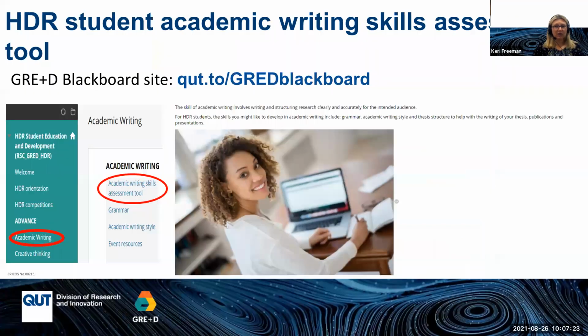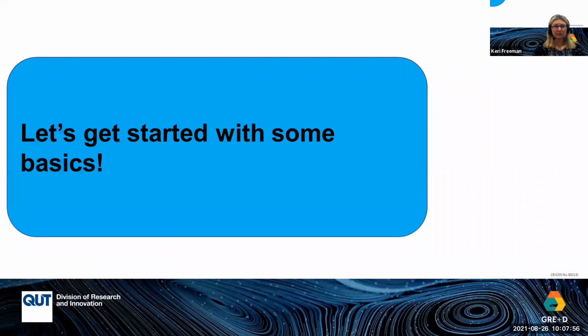We also have an academic writing skills assessment tool. That one's on Blackboard. Similarly, it looks at the different skills you need as an academic writer, and you self-assess, and then the tool will send you information about the different sessions and resources available to help you improve the skills that you've identified that you might need to work on. So I really encourage you, no matter where you are in your candidature, to use both of those tools. All right, so we're going to get started with a few basics.